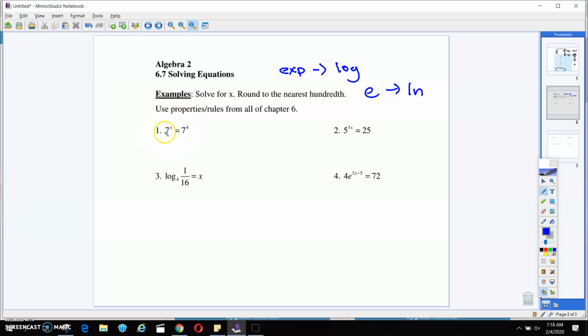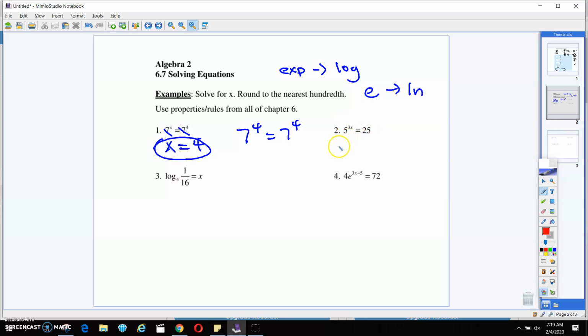So this right here, I've got the same bases on both sides, which means that essentially I could cancel out these bases and just put the exponents equal to each other. So what does x equal? 4. Okay? Because 7 to the 4th equals 7 to the 4th, right? So x equals 4. Okay? Make sense? Yeah? So if your bases are the same, you're going to just set your exponents equal to each other.